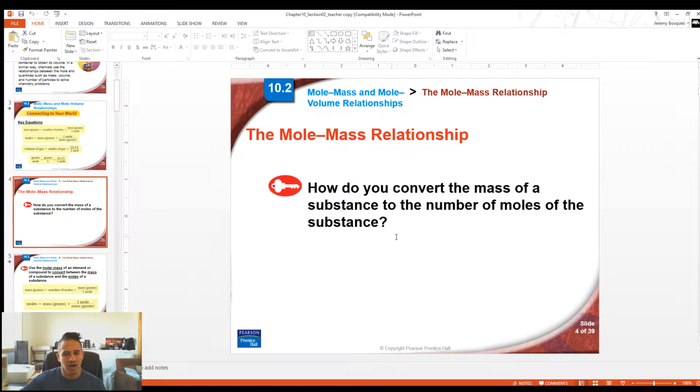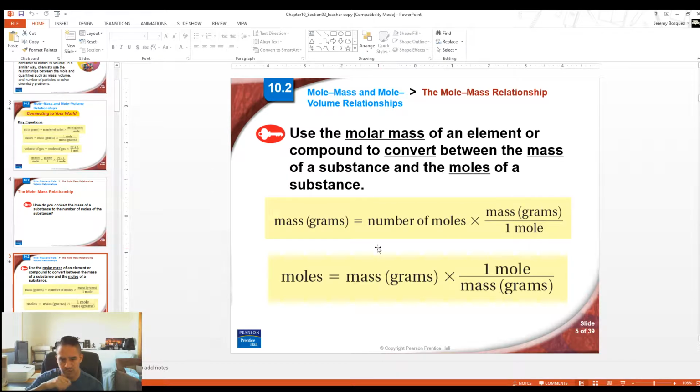So, all right, here we go. Sorry, I apologize. First it says, how do you convert the mass of a substance to the number of moles of that substance? So in the previous video, we learned about molar mass. And molar mass is the mass in grams of 1 mole of that material. Now remember, molar mass can be found by looking at the periodic table.